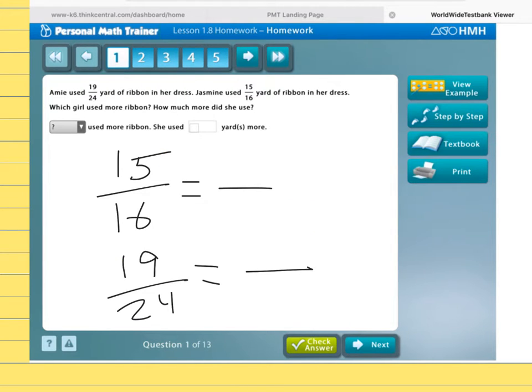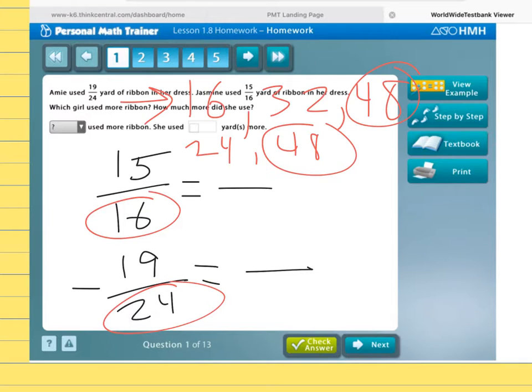So when comparing fractions, I always write them vertically. And I notice right off the bat that these are unlike fractions, so we need to find a common denominator for these two fractions and convert them to equivalent fractions. I'm going to go ahead and use the LCM, least common multiple, to figure that out. So I've done the multiples of 16 right here: 16 times 1, times 2, times 3, and then multiples of 24 here, 24 times 1 and 24 times 2. And I see that the lowest common multiple is going to be 48.